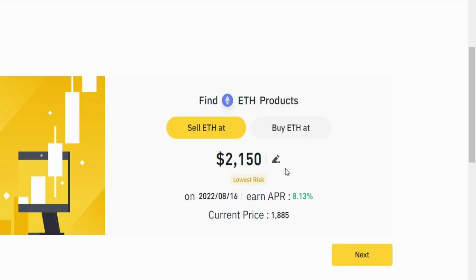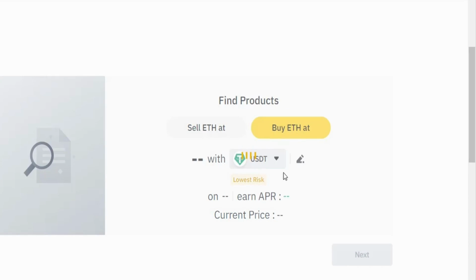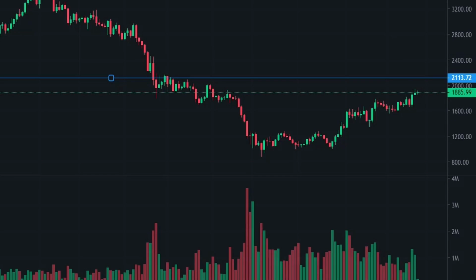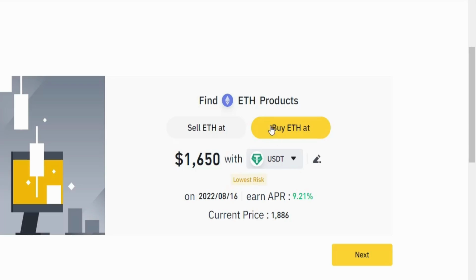Now this is for the sell side, but when you go to the buy side, the buy side is mostly when you're holding a stable coin like USDT or BUSD. So you are sure that Ethereum will not drop down to 1,650. Let me take it to that level. Look at it, if Ethereum drops down to 1,600 and something, around this level. If Ethereum did not drop down to this level, I will have 9.202 annualized percentage already added to me.